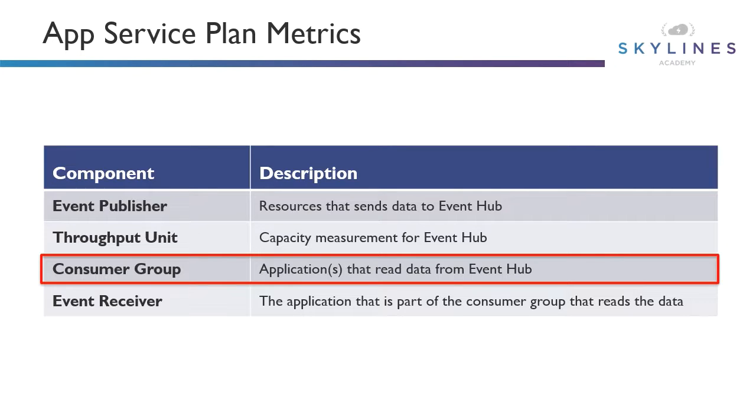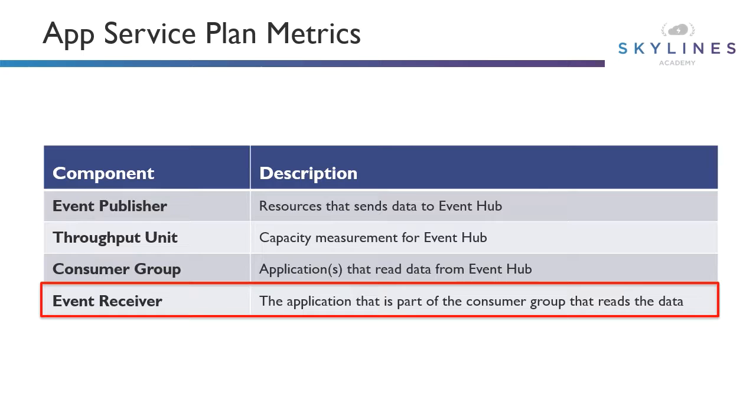A consumer group gives us the ability to allow each application to have its own view of the data. So as data is being read by one application, it is not locked, so another application has the ability to read that same data. As long as both applications are using their own consumer group, they can both simultaneously read the data. And finally, event receivers. This is the resource that will read the data from the Event Hub. They are part of the consumer group that we just mentioned, and they connect to the Event Hub using the AMQP 1.0 session. The Event Hub will deliver events to the receivers as they become available.